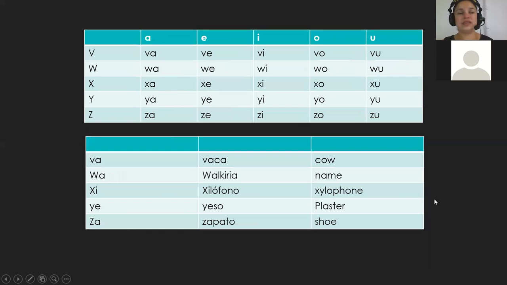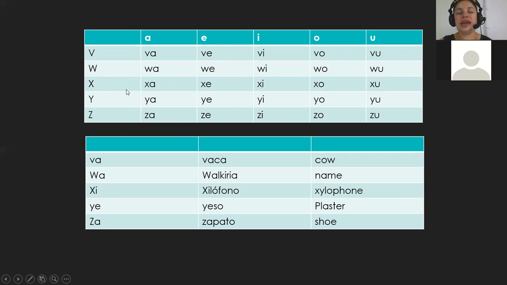Let's continue. Now here we have the last group of letters. And we are going to see some examples of those letters. The V with the A is va. We continue. Ve, vi, vo, vu. With W, that will be the W in Spanish. W with A, W con A, wa. Continue. We, wi, wo, wu.